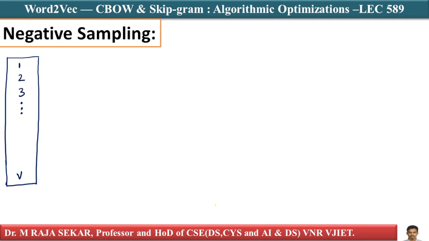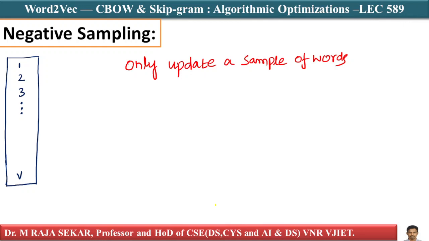Here you have V words. Let me assume you have V words. Among these V words, I will update only a sample of words. Instead of updating everything, just update a sample of words per iteration. Don't update everything. Your time is saved enormously, isn't it?